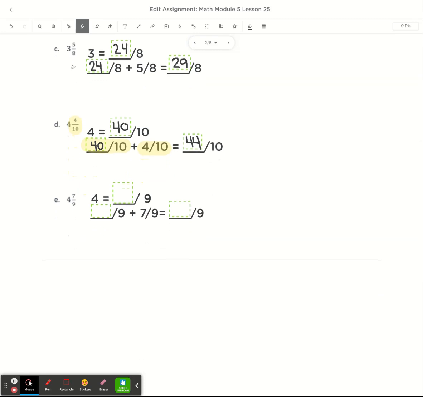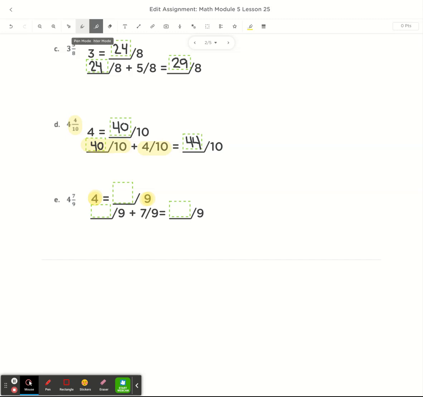And moving on to part E. So part E, we have 4 and 7/9. I know my first step in the process is to change that whole number to a fraction in ninths. The easiest way to do that is just to take that whole number and multiply it times our denominator of 9. So 4, 8, 12, 16, 20, 24, 28, 32, 36.